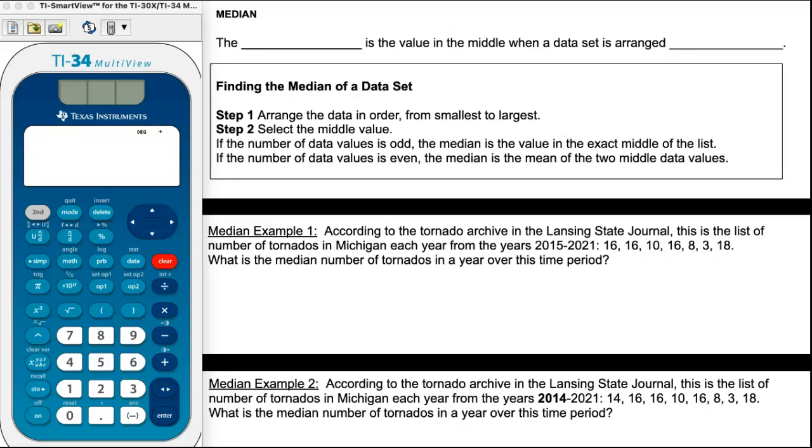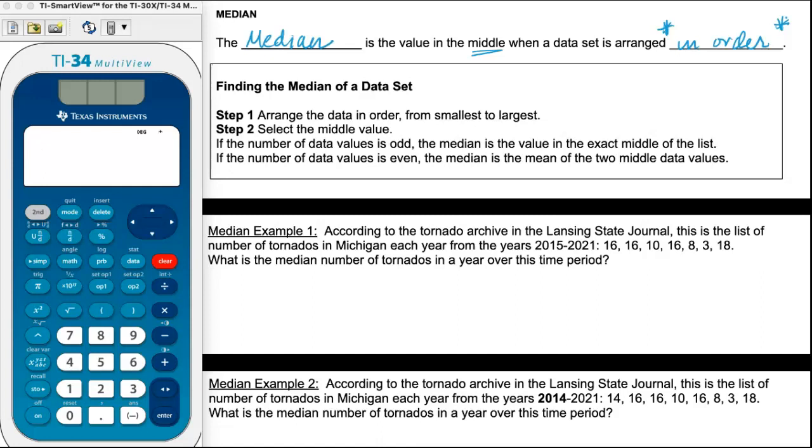In this video, we're going to talk about the median and find out how to find the median of a set of data. So the median is the value in the middle when the data is arranged in order. The most important part really is the in order part, because if you have a bunch of data that's out of order, taking the middle number has no significance.